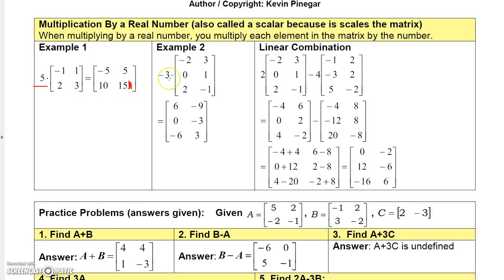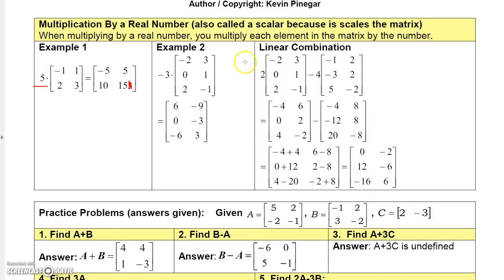Okay, same thing here. -3 times -2 would be 6. -3 times 3 would be -9. -3 times 0 is 0. -3 times 1 is -3. -3 times 2 is -6. -3 times -1 is 3.